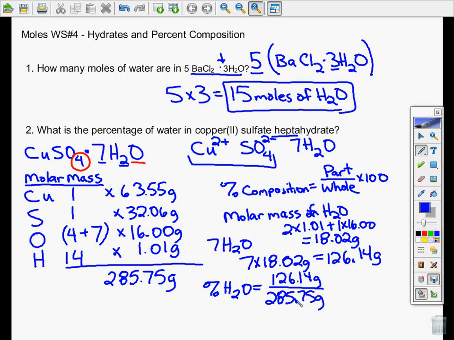Make sure we get the decimal in there. Multiply that times 100. And my water as percent composition is going to be 44.14%. And that is the answer.